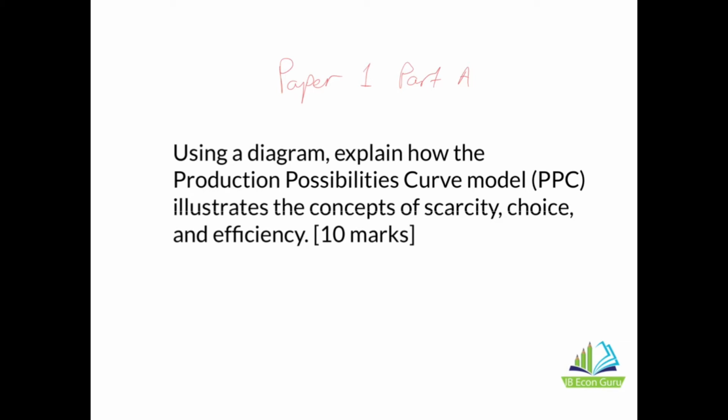So the question is, using a diagram, explain how the production possibilities curve model, PPC, illustrates the concepts of scarcity, choice, and efficiency. I'm going to be talking about how I would structure an essay or a model answer in response to this question.